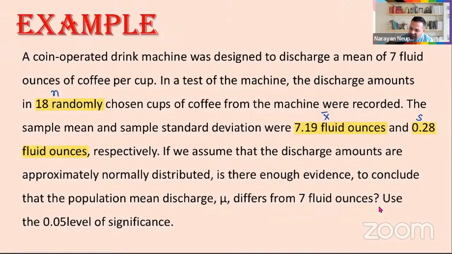So what we want to test here is whether the mean is not the same as 7, different from 7. That's our claim, and we want to test this. So is there enough evidence to conclude that the population mean differs from 7 fluid ounces? And we have to use the 5% significance level, alpha is 5%. So that is given to us. Now, let's solve this one on the next page. Okay, we'll solve it here.